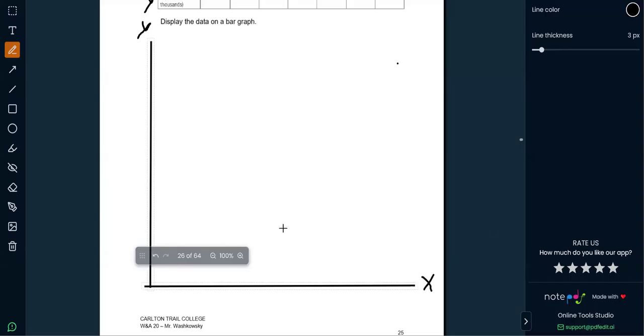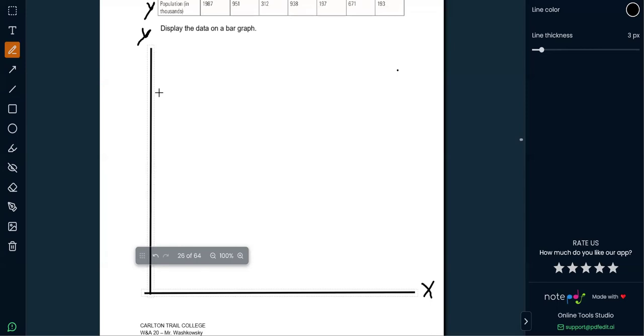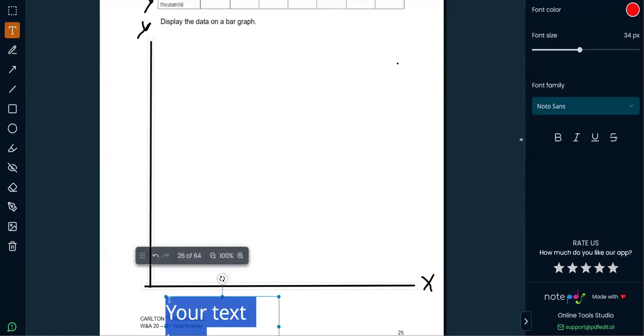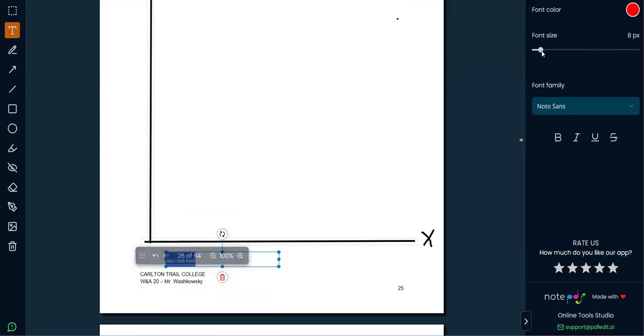actually, before I even go into that, we'll deal with that in just a little bit here. I'm actually going to write those down now. So text. So I'm going to make this a little smaller.